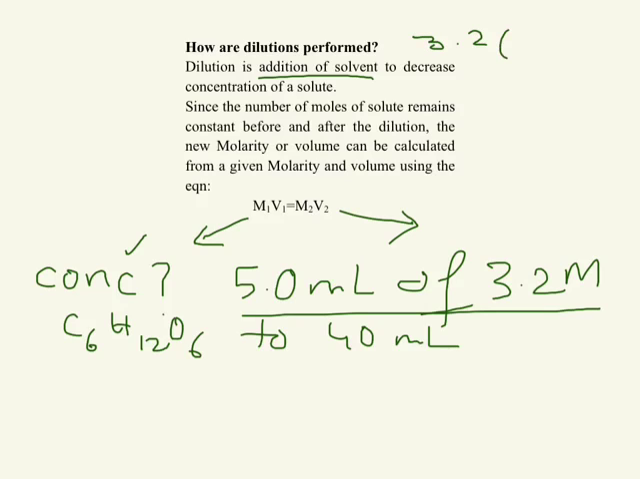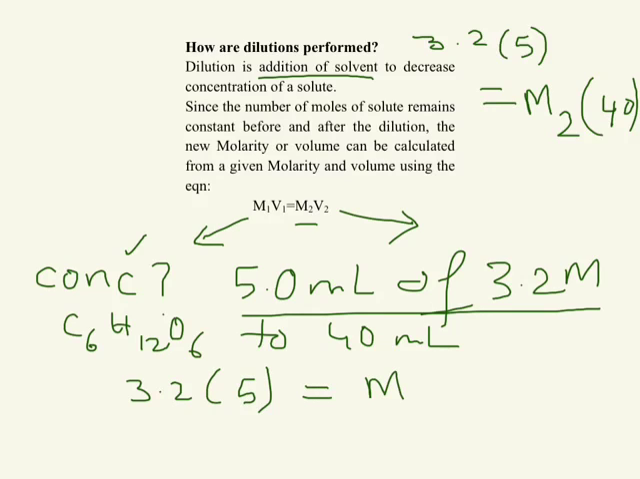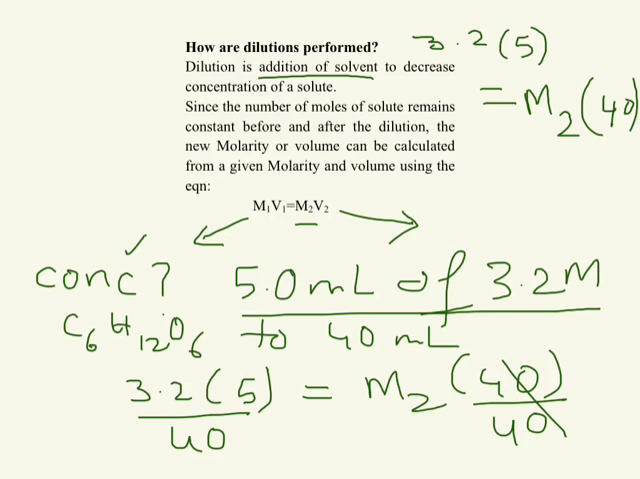What is V1? Initially you started with 5 ml. What is the new concentration? That we don't know. But do we know the new volume, the final volume? Yes, 40. So we have 3.2 times 5 equals molarity times 40. And to solve for M2, you divide both sides by 40. When you solve this, you get M2 as 0.40 molar. So that's the new molarity. When you're diluting it, you can see the concentration is getting less.